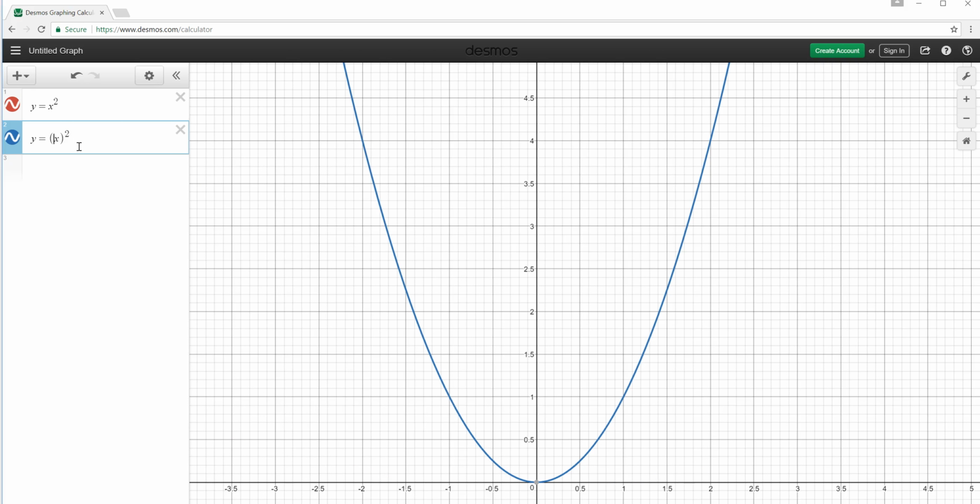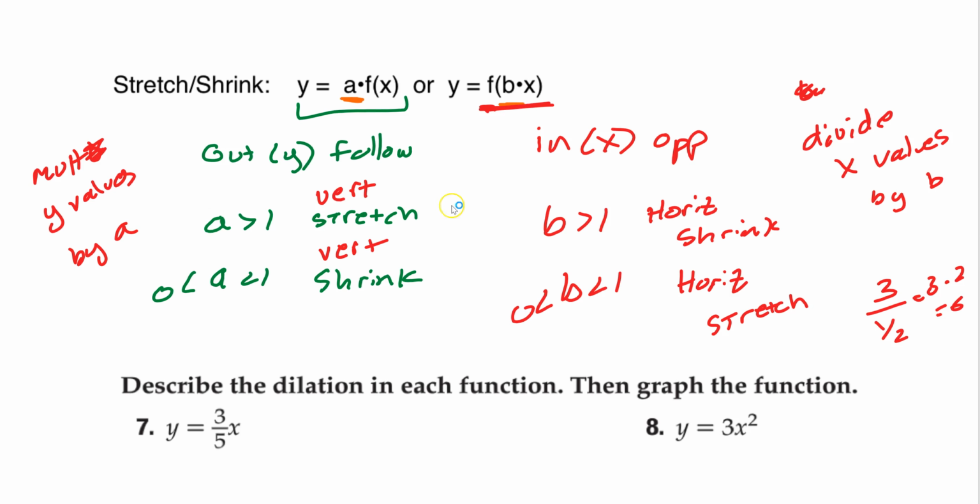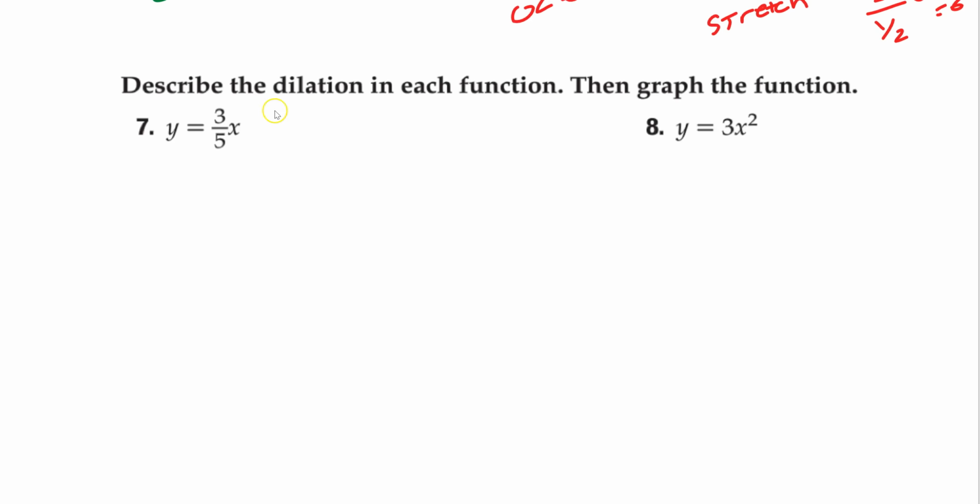Like, let's say I put 3x squared right there, right? That's a horizontal shrink. It makes it horizontally smaller. It's the same thing as a vertical stretch. Let's say I simplify that out, I just square everything. I get 9x squared. Exact same graph, right? So in this case, I have a vertical stretch, which makes it skinnier, or I could have a horizontal shrink. Same thing. So they also call it dilation.